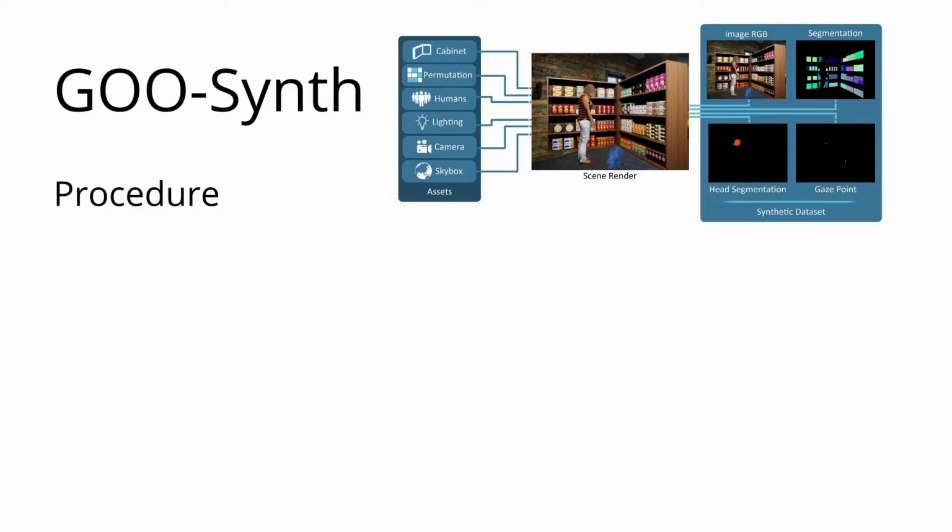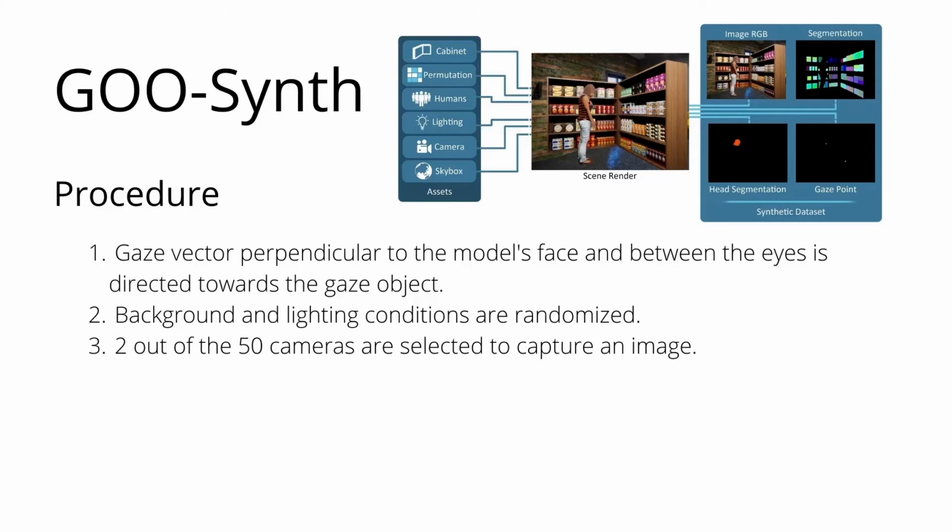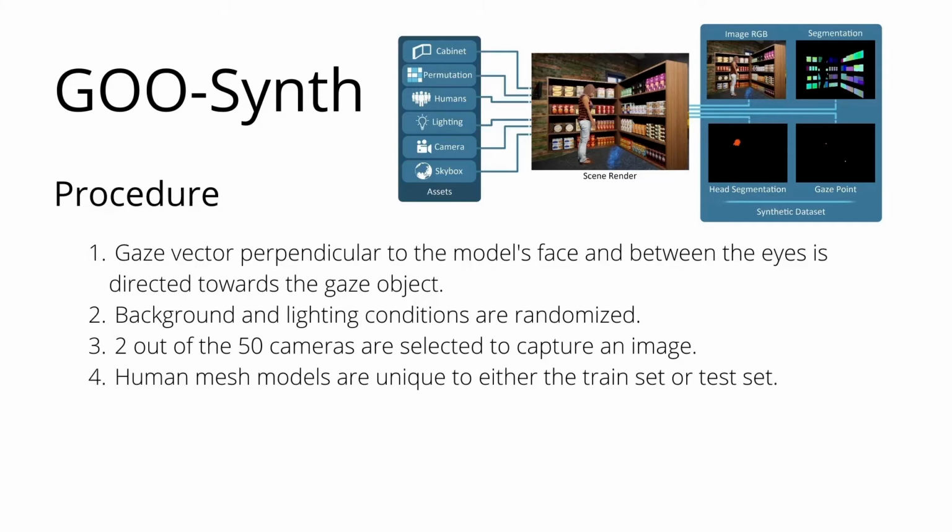To simulate gaze, a gaze vector originating from the eyes of the model, perpendicular to the face, is directed towards the gaze object. Background and lighting conditions are randomized, then 2 out of the 50 cameras around the scene are randomly selected to capture an image. Similar to GOO, human mesh models are unique to either the training set or the test set.